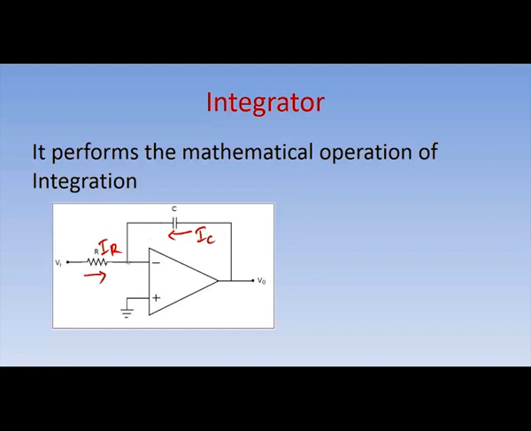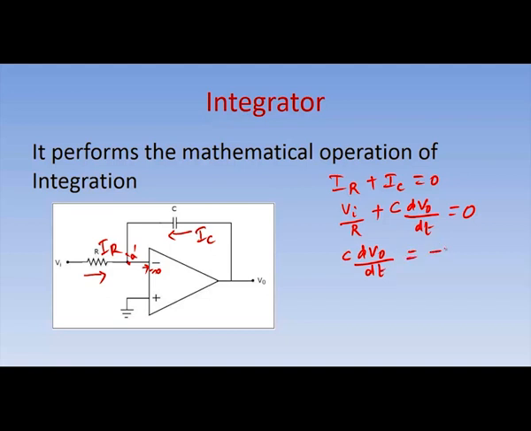Here the KCL at node A tells you IR plus IC is equal to 0, since this current is 0, and IR is represented by Vi by R plus IC is given as C into dV0 by dt equal to 0. So, from here we have to calculate the output voltage. C dV0 by dt is equal to minus Vi by R. And how will you calculate the output voltage here?